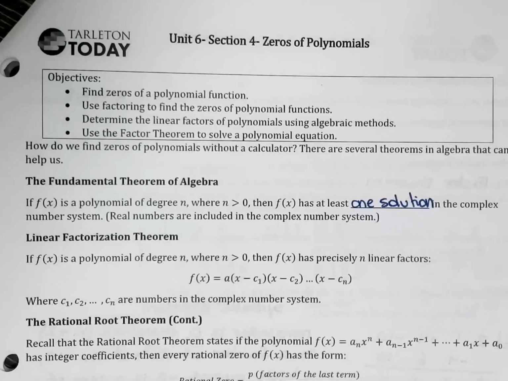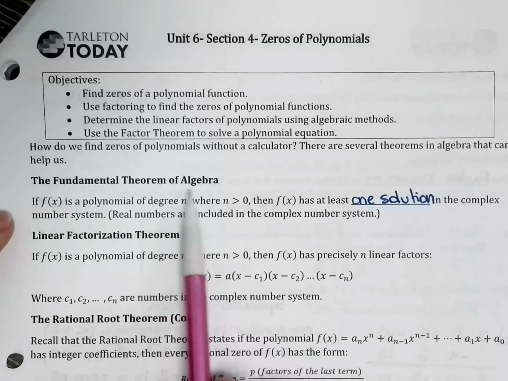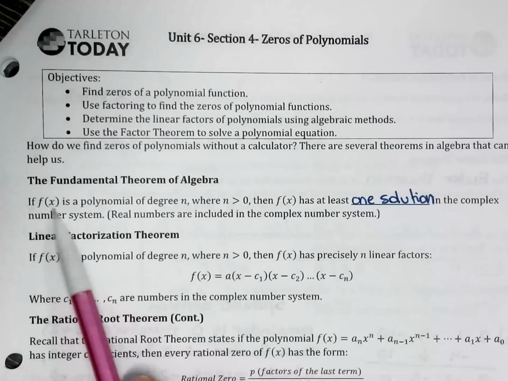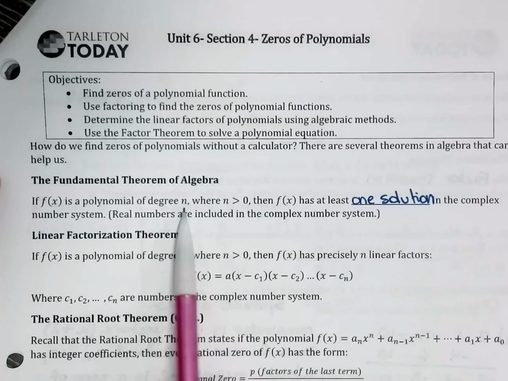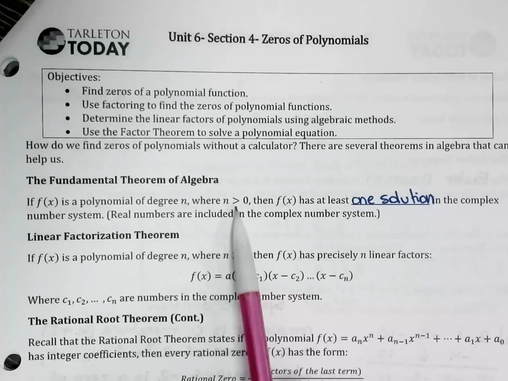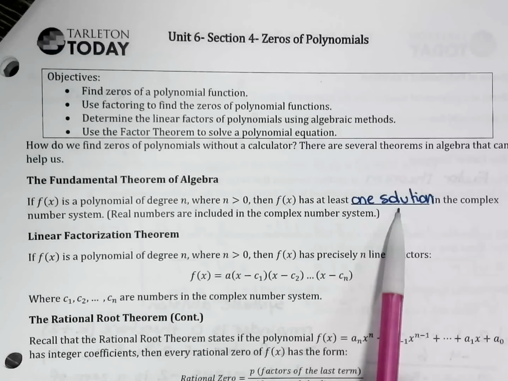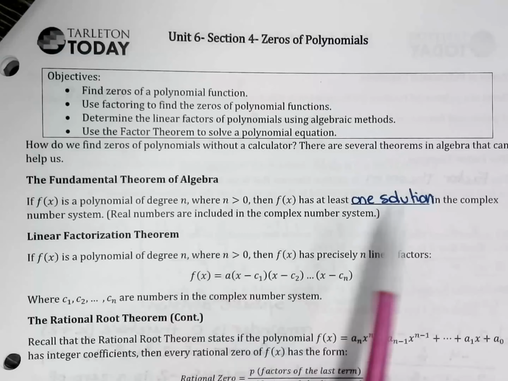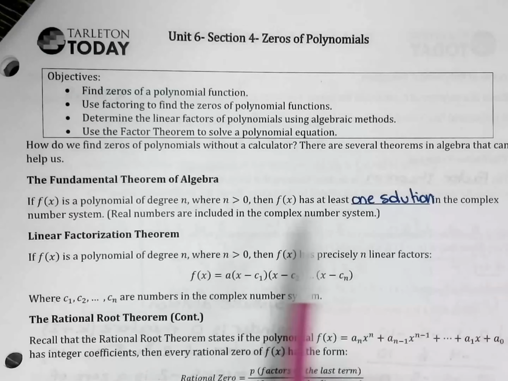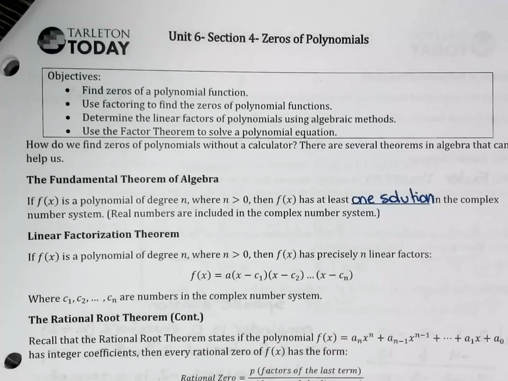Hi guys, today we're working on Unit 6, Section 4, where we're going to talk about zeros of polynomials. A couple things we need to remember is the fundamental theorem of algebra, which states that if f of x is a polynomial of degree n, where n is greater than 0, of course, because otherwise it would just be a constant, then f of x has at least one real solution. That's what we're talking about. So the degree of the polynomial has to be greater than 0.